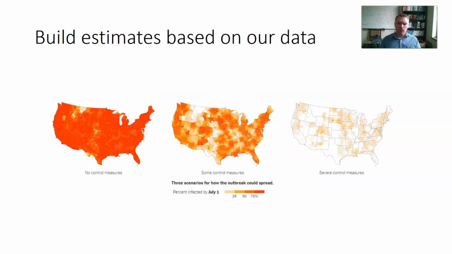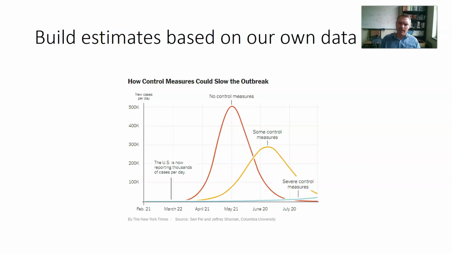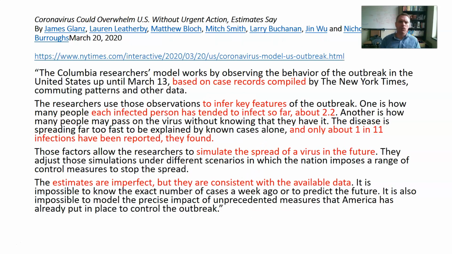Here's what it would look like, these different scenarios, again based on this data. So how did they make these kinds of estimates? What did they do? Well, this is quoting from the article, and here's the link to the article. It's called "Coronavirus could overwhelm U.S. without urgent actions," and this was March 20th, so 3 days ago from when I'm recording these slides, an eternity ago in the coronavirus timeline.